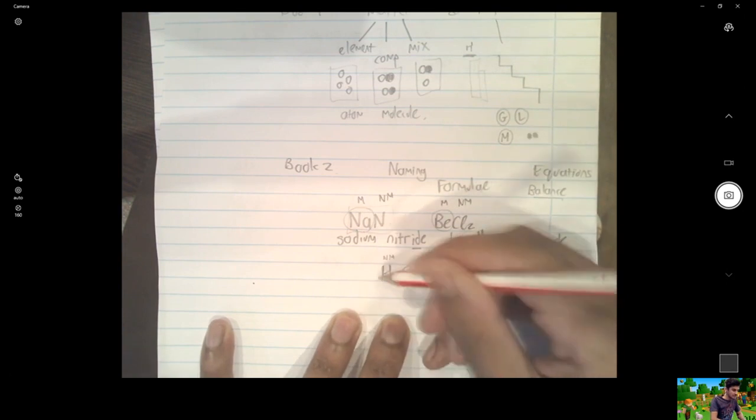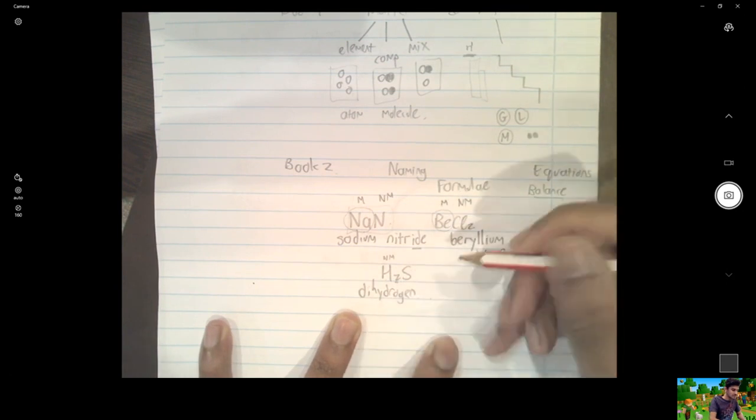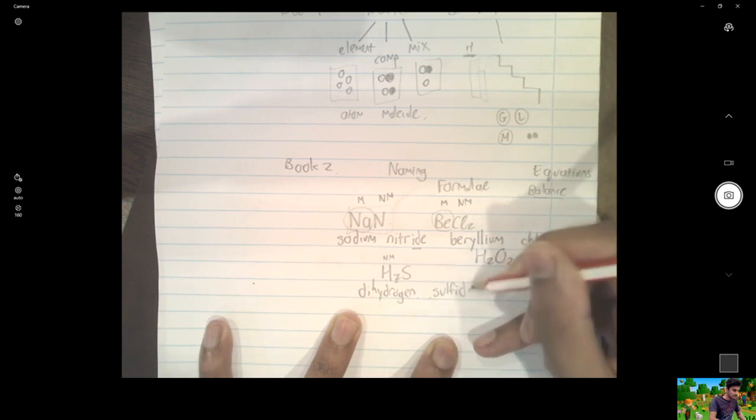Okay, so if I have 2 non-metals, we name this by putting a prefix in front wherever we have more than one of an element. So this becomes dihydrogen, put a space because it's 2 words, and sulfur changes into sulfide.